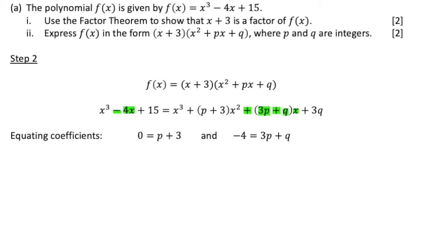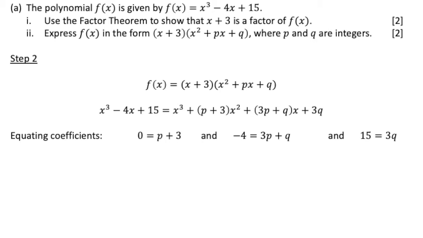And don't forget, I've also got the coefficient of x to the power 0, in other words the term that doesn't show an x. On the left hand side that's positive 15, on the right hand side it's positive 3q. Equating those, I must have 15 equals 3q. So I've actually got 3 relationships for 2 unknowns.